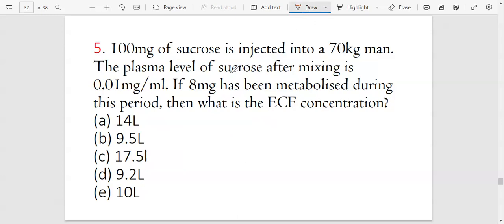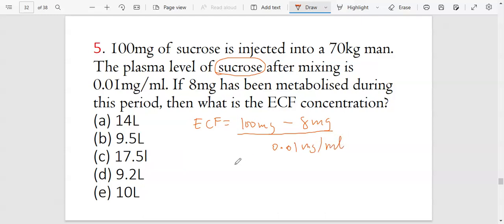Now we know that when we are talking about sucrose, sucrose is used to measure ECF. Therefore, ECF is going to be the amount which was injected, 100 milligrams, minus the one which was excreted, 8 milligrams excreted or metabolized, divided by the concentration. We've been told the concentration is 0.01 milligrams per milliliter.